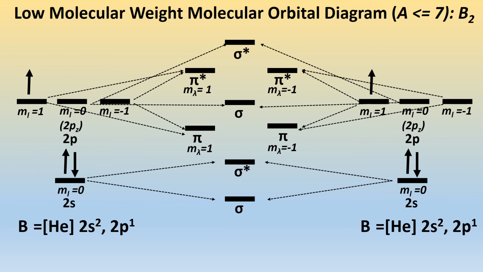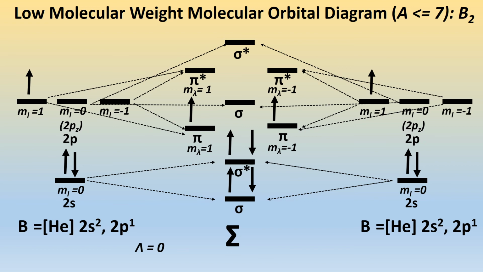We now start entering electrons one at a time in each orbital, starting from the lowest to the highest. You find in the final configuration that the B2 molecule has 2 unpaired electrons. However, one of these is in an m lambda equals 1, and the other is in m lambda equals minus 1. Therefore, capital lambda is 0, and we have a sigma term.